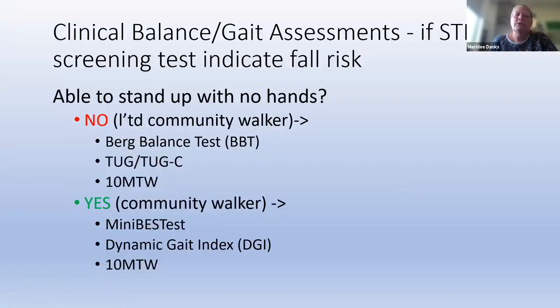Okay. So if you're at a positive risk, some people want to know what test would be best for individuals. If you have somebody that's a limited community walker, they're usually better to do the Berg Balance Scale, or the TUG, or the 10-meter walk test. If they're community walkers, sometimes these are too easy. So use the Mini-BESTest or the Dynamic Gait Index, and still get their walking speed.